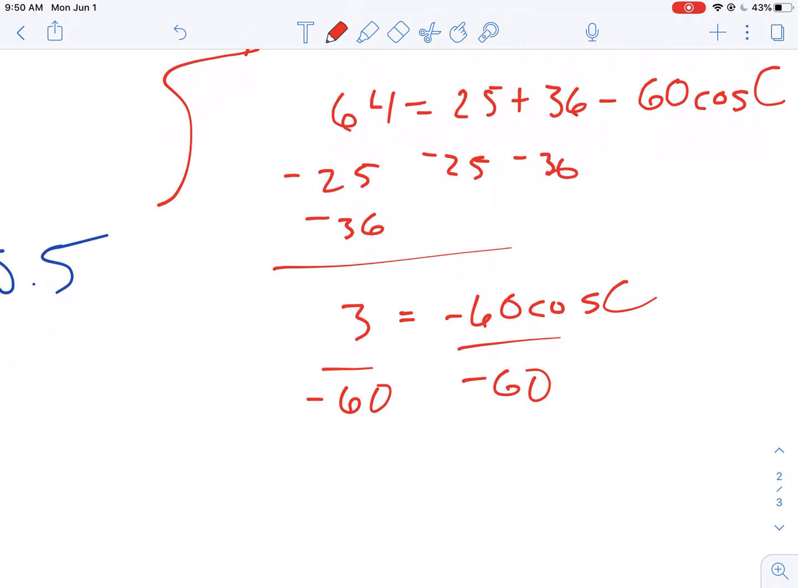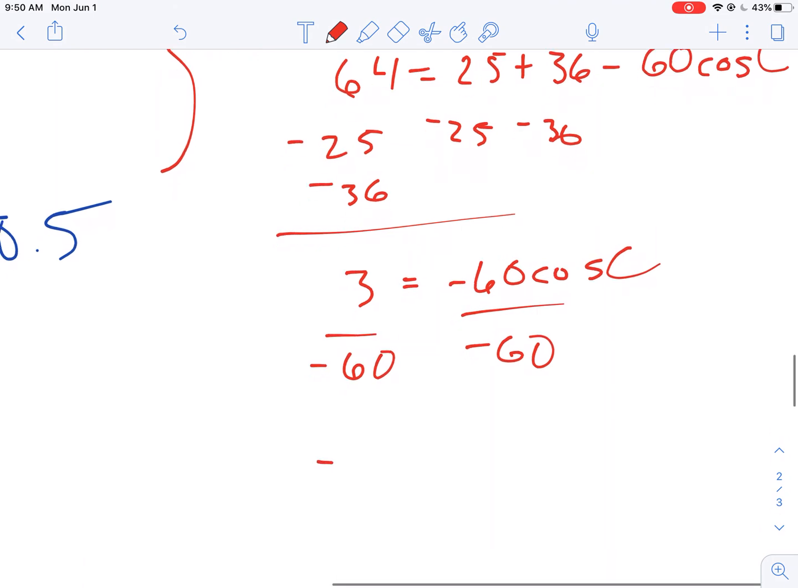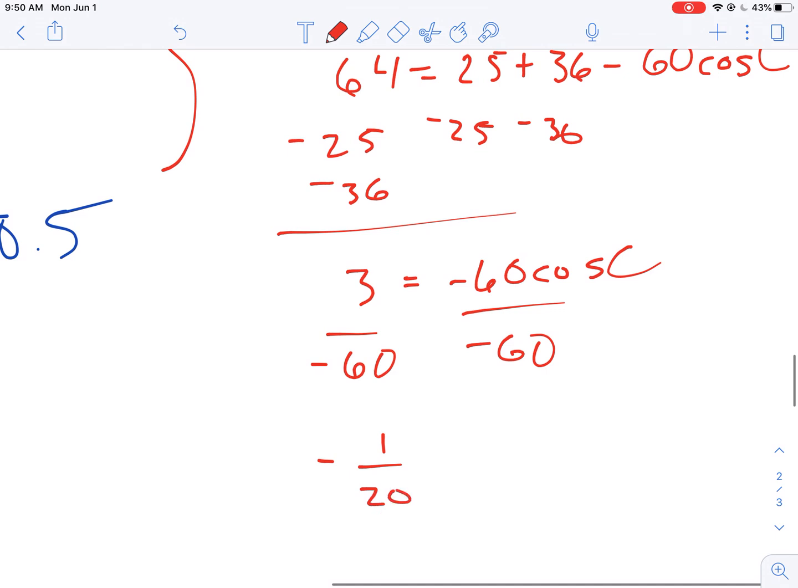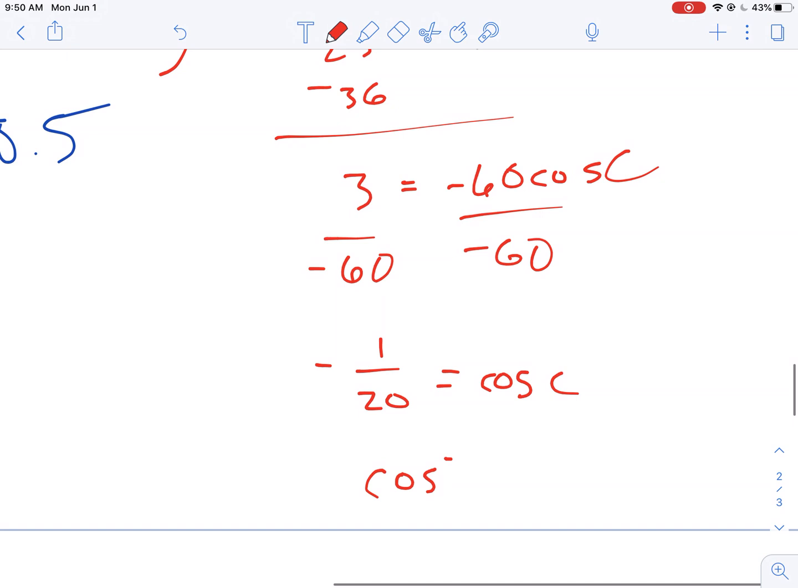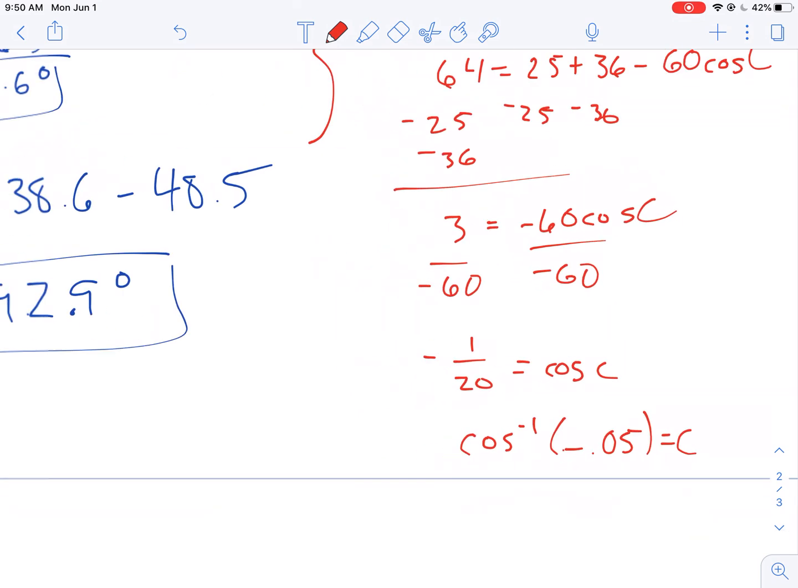And this is what I was talking about in the notes, in the case that I don't have to solve for anything. So now I've got negative 1/20th is equal to the cosine of C, or that the cosine inverse of negative 0.05 would be equal to my angle C. When I have that negative, it's going to give me the angle in quadrant 2. So this is why I don't have to solve and see which angle I'm actually looking at. I always knew that this was going to be an angle in quadrant 2 because of that.